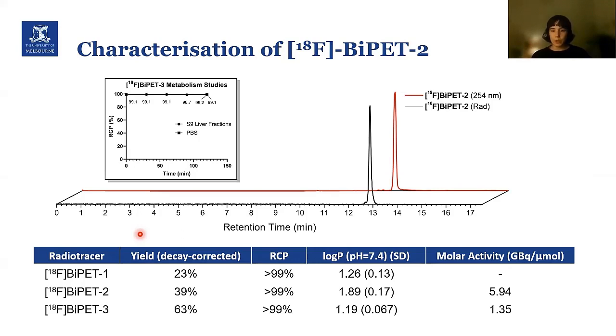We also calculated the log P values for each of these compounds via the shake flask method. We found that they were 1.3, 1.9, and 1.2, so these are all within the desired range for bioavailability as outlined by Lipinski's rules. We also did some preliminary metabolism studies in S9 rat liver fractions, and we found that after 2 hours of incubation in these liver fractions at 37 degrees, F18 BiPET 3 retained over 99% RCP. So that bodes well for our in vivo studies.